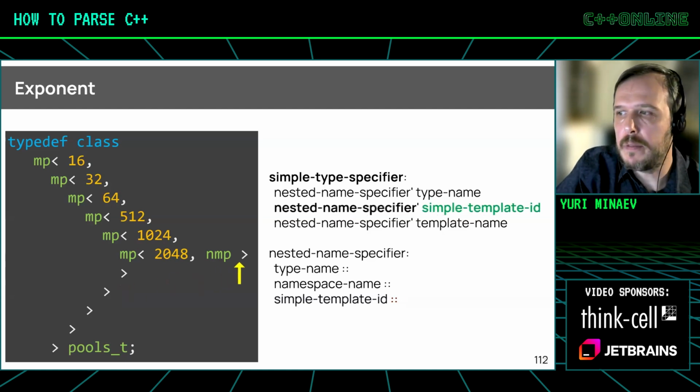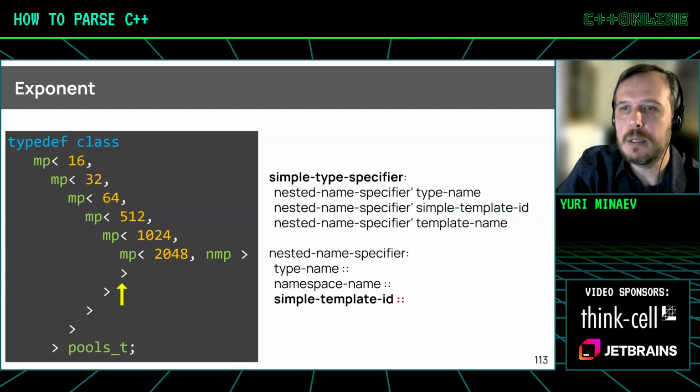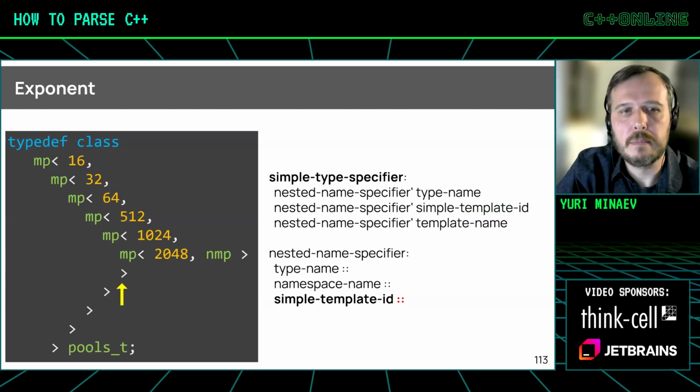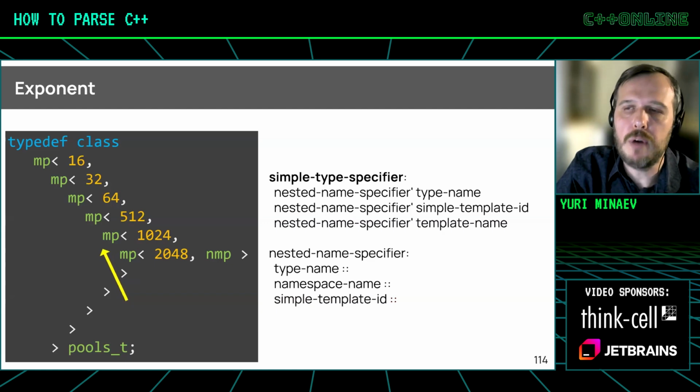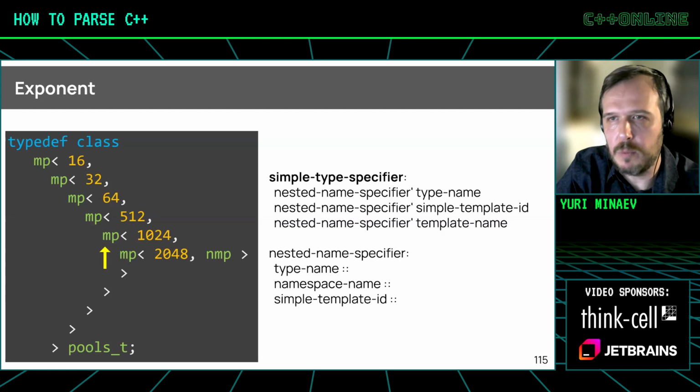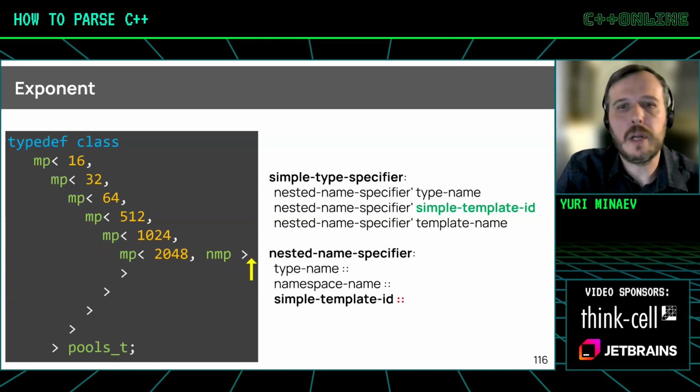So let's say we have parsed the inner one successfully. Simple template ID, good. We parse the one it is passed into as an argument. We try nested name specifier. We parse simple template ID. We do not see colons. We backtrack. We try to parse it as a simple type specifier again, but this time we skip the nested name specifier, which is not there. We get into the nested one. We backtrack again while we are there, like here, and then it goes on and on and on. And the more nesting you have, the more time you will spend there.